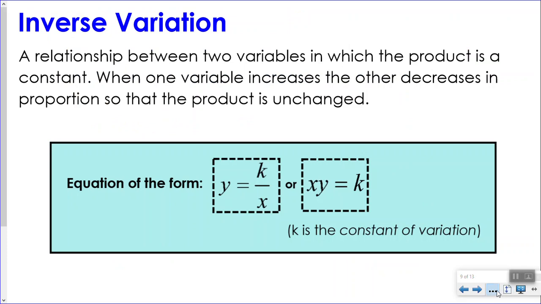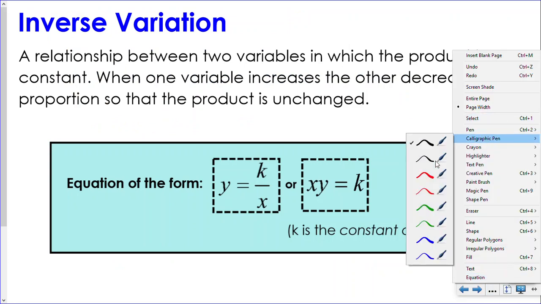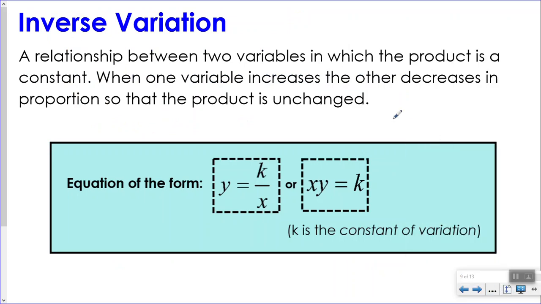The second type of variation that we're going to talk about is what we call inverse variation. Now, in direct variation, as one quantity increased, the other did. In this case, when we talk about inverse variation, when one quantity increases, the other quantity is going to decrease. So they move in opposite directions. This results in a constant product.